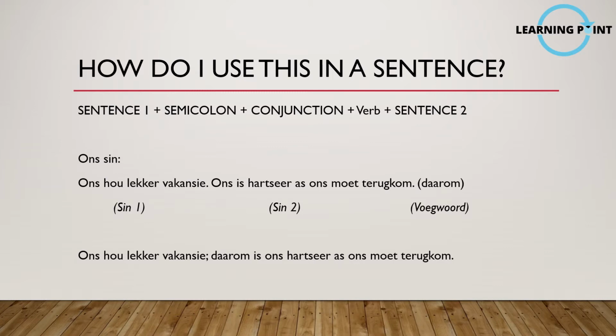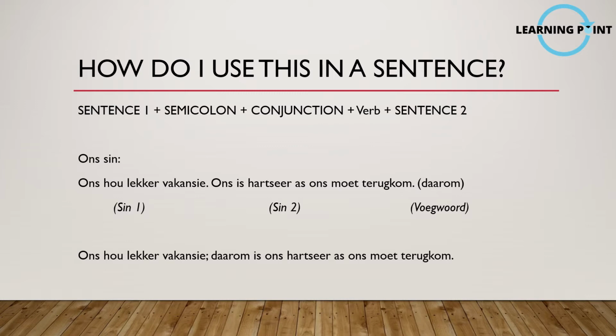So how do I use this in a sentence? Sentence 1 plus my semicolon plus my conjunction plus my verb plus my sentence 2. So our sentence 1 is, ons hou lekker vakansie, we are enjoying our holiday. Sentence 2 would be, ons is hartseer as ons moet terugkom, we will be sad when we have to get back. And my voegwoord is daarom, which immediately makes it fall into group 2 because it starts with a D.